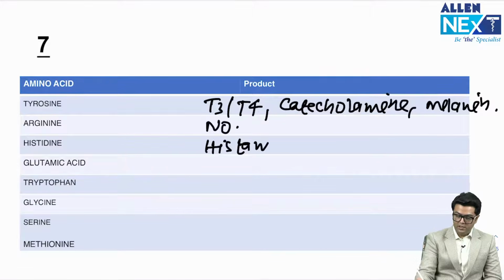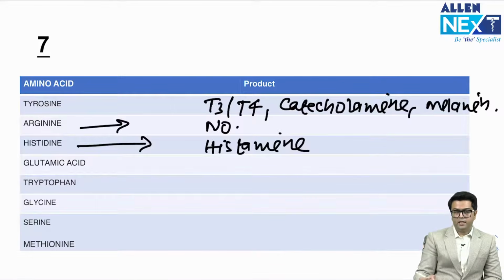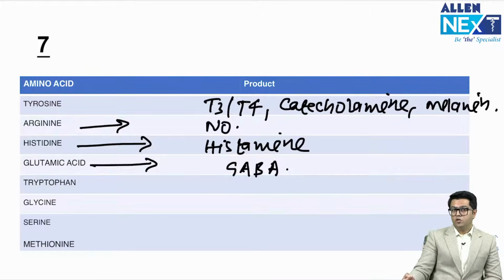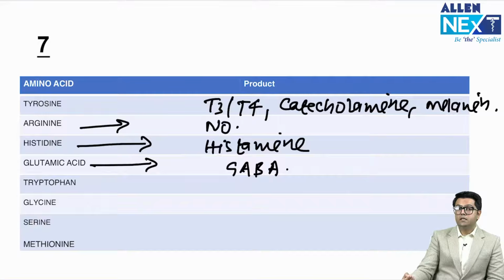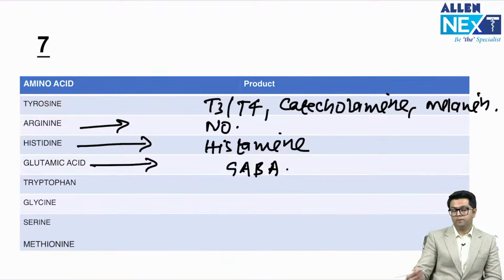Can you tell me the names of the enzymes also? Histidine decarboxylase, right? Nitric oxide synthase. Glutamic acid decarboxylase produces GABA. Decarboxylation requires which vitamin? B6. Decarboxylase is a group of enzymes which requires vitamin B6, and carboxylase requires biotin.